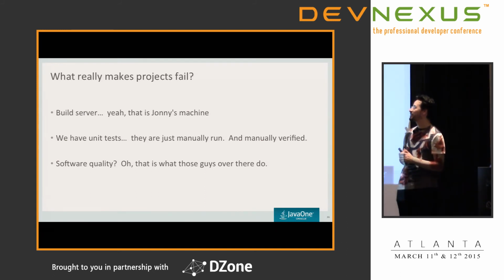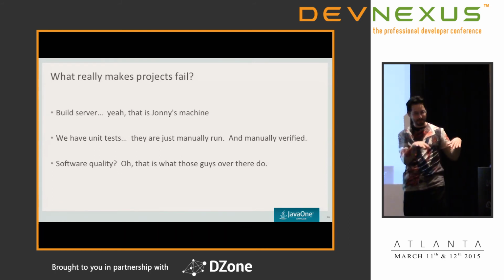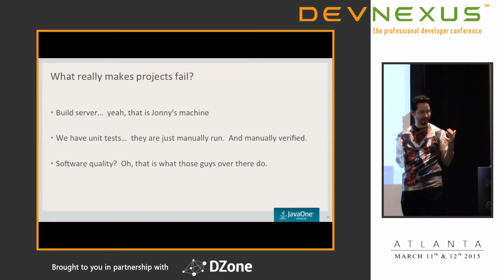All right, so what makes projects fail? Build server. Yeah, that's under his desk. So you're laughing. Our team's in India. When I wanted to build the thing, they're like, no, the jars are on this guy's machine, and you have to run it through this or it doesn't work. I'm like, well, how do you guys develop software? How do you just email him their changes?